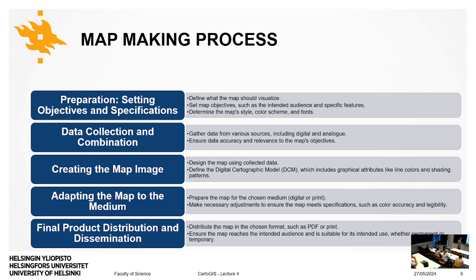So taking a different look at the map making process. First we start by doing some preparations, setting the objectives and the specifications for your map, defining what you want the map to visualize, what are the objectives, who's the audience, a lot of these things that we have previously talked about. Then we have the data collection and combination, as I said before, getting the right data for your work. Very often you already have the data when you want to start to make a map, and then working with it a bit to produce the visualization. And then it's the step of creating the map image.